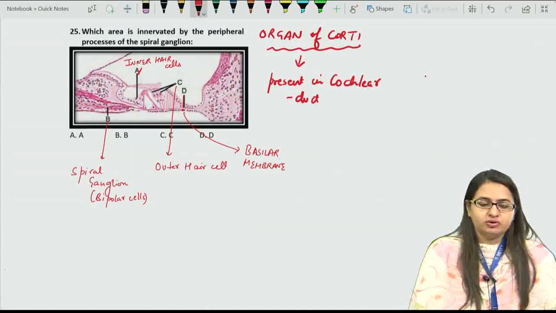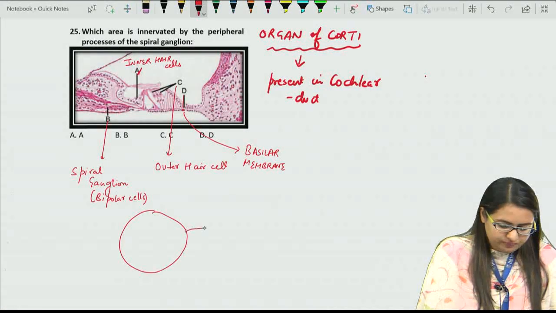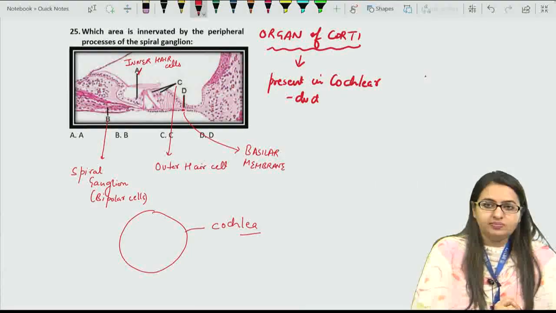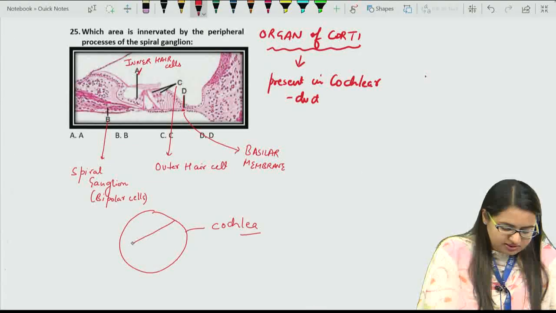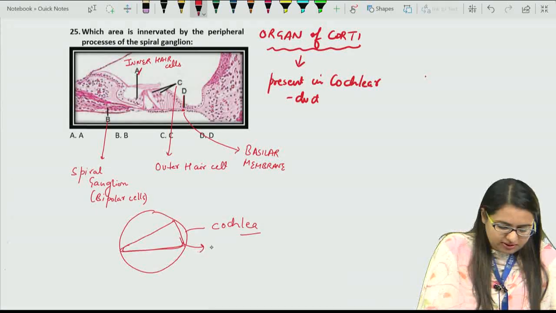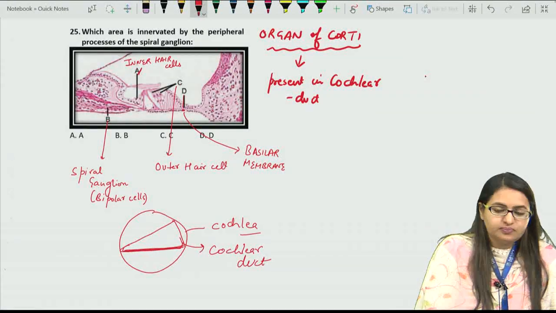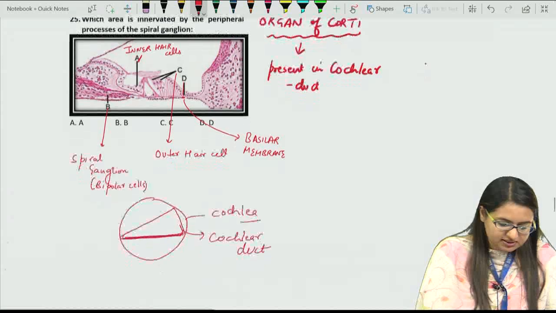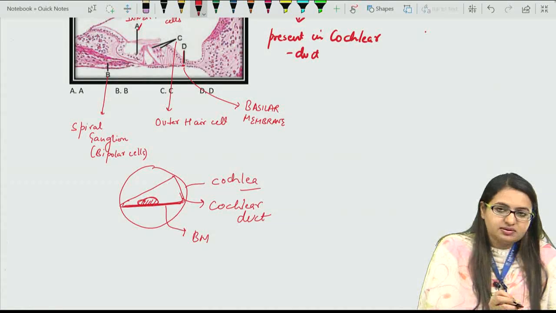Now whenever a cut section of the cochlea is taken, it appears round like this. This is the cochlea, the bony labyrinth portion, and in the middle of the cochlea we have the cochlear duct, which has this triangular section. This cochlear duct has the basilar membrane on which the organ of Corti is resting. So this membrane over here is the basilar membrane, and over here the organ of Corti is resting.